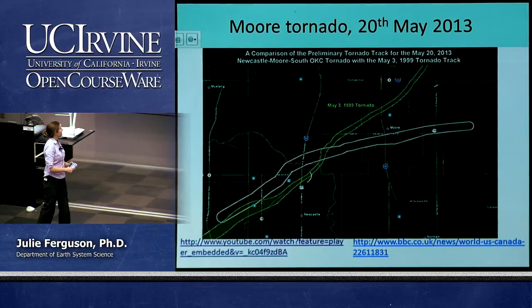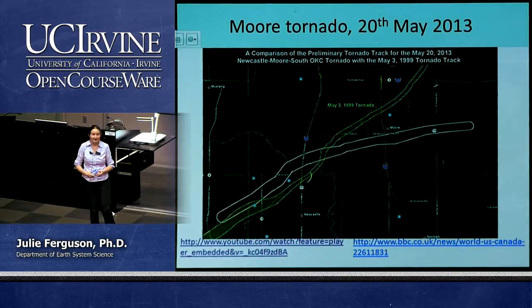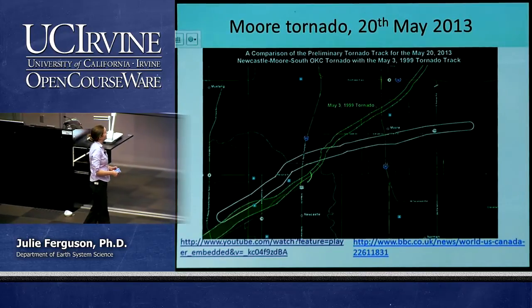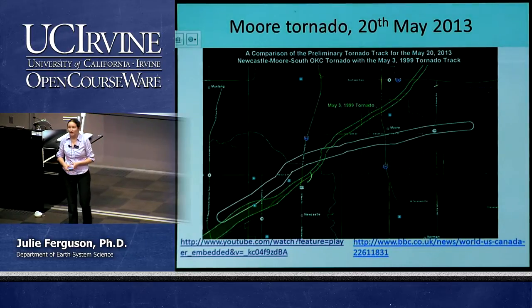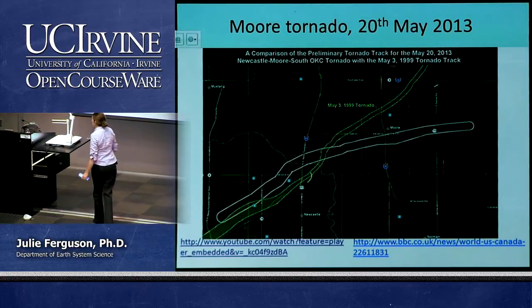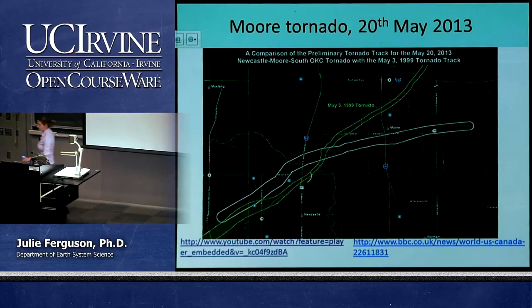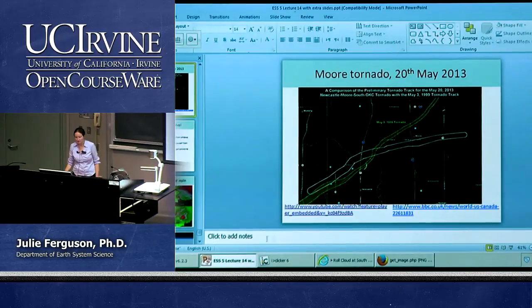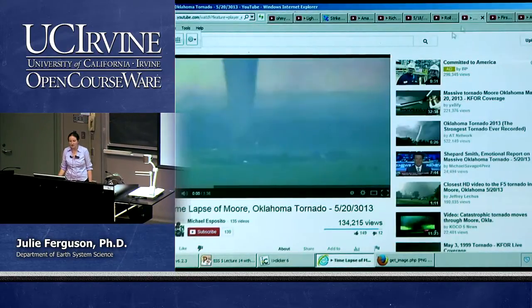And unfortunately for Moore, it almost exactly duplicated the path of the 1999 tornado that also came through. So you can see there's a green track on there, and there's also a red track. And you can see how close they are, and it's not for any particular scientific reason. It's completely chance, but they were extremely unlucky. And so I wanted to give you a sense of what this tornado looked like.